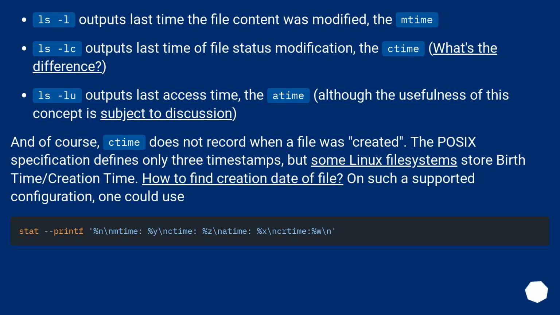ls -l outputs the last time the file content was modified, the mtime. ls -lc outputs the last time of a file status modification, the ctime. What's the difference? ls -lu outputs the last access time, the atime, although the usefulness of this concept is subject to discussion. And of course, ctime does not record when a file was created.